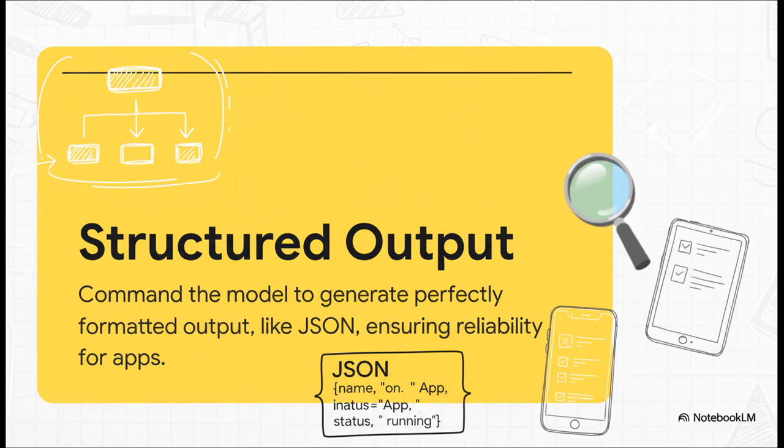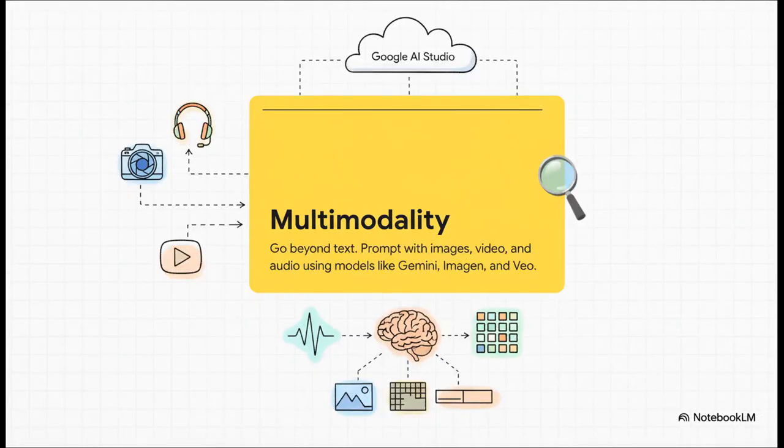No cleanup required. Next, we have multimodality. This is where things get really creative. Your prompts are no longer just words on a screen. You can feed the AI an image and ask it questions. You can have it analyze a video or even process audio. It's like you're having a conversation with the AI using multiple senses, and that just opens up a whole new universe of things you can build.